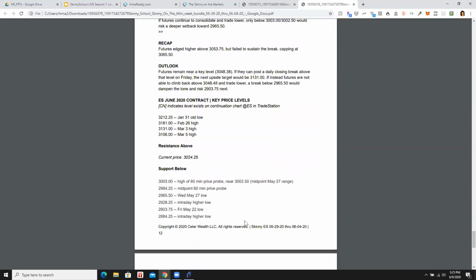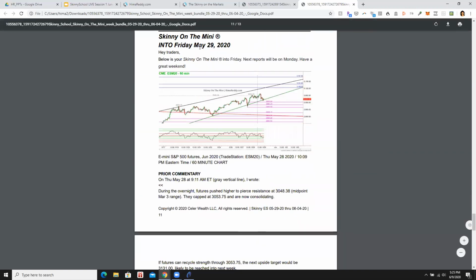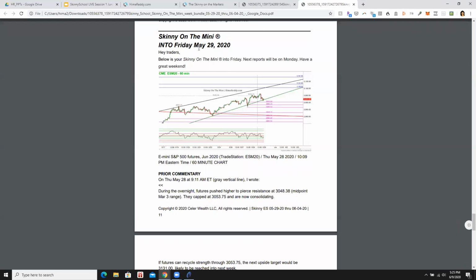So it's the end of the file because we're going to the report that started on Friday into Friday, May 29th. Okay? So into Friday, May 29th, when you see a report like that, it means that I'm publishing a report for a particular session's focus, but I'm not publishing on that day. So this was gathered and created Thursday night at 10 p.m. And you guys got it Thursday night shortly after 10 p.m., but it was designed to apply to the following morning session.